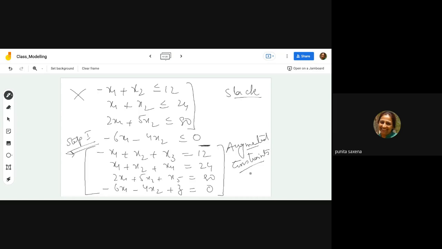Is this okay or not? And of course, when you have augmented constraints, everything, x1, x2, x3, x4, x5, z, they're all more than or equal to 0. Now you understand, because I want my z also to be more than or equal to 0. So that's why I want my constraint to be more than or equal to 0. Is this clear or not?